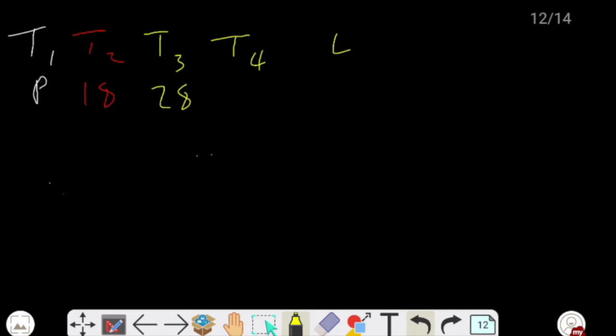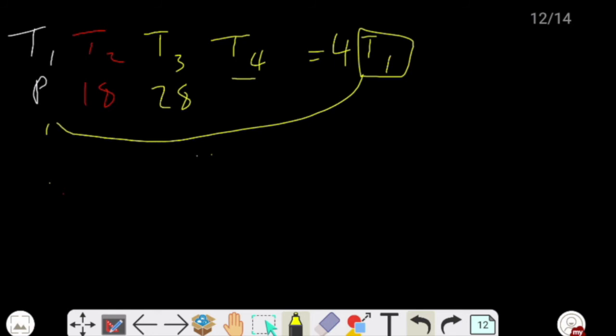They say it is 4T1. That is T4, right? And then what do we know for T1? We know T1 is what? They say it is P. So you can say T4 equals 4P, right? It is 4P, right?